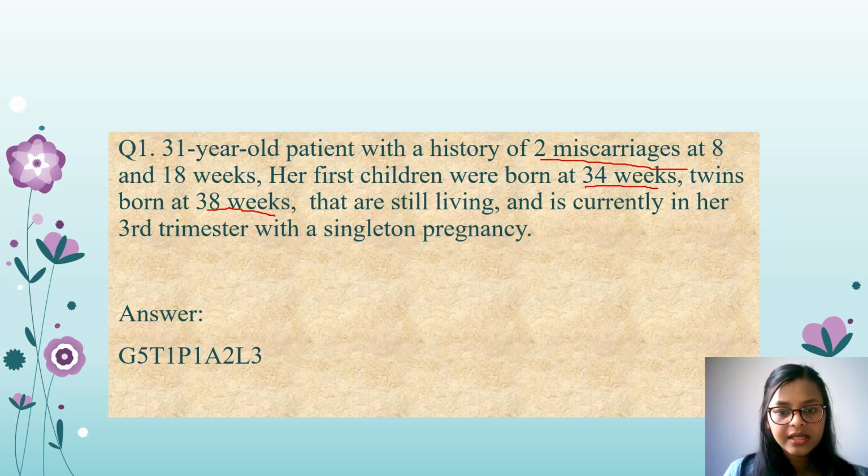And then let's see the living children. The woman had given birth at the 34th week of gestation, and twins at the 38th week of gestation, that are still living. So one child was preterm and the 2 children were term babies. So the woman has a total of 3 living children. So the answer is G5, T1, P1, A2, L3.